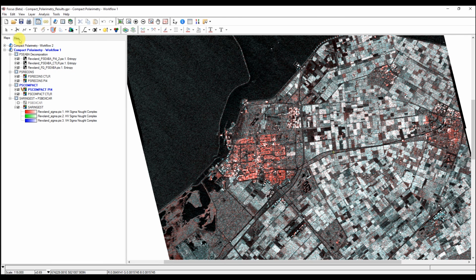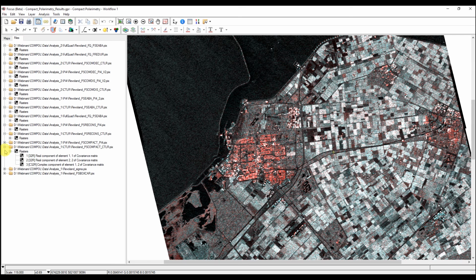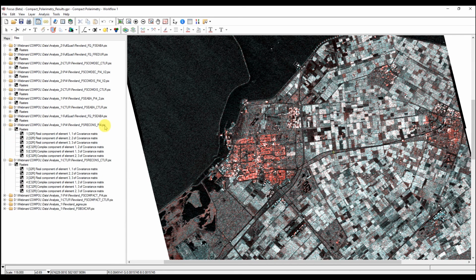So if we have a look at the results of what that produces, for both my Polarimetry, my CTLR image, it's going to produce a new image with 6 matrices. Now in comparison to my PS boxcar image, there are 4 matrices that are missing.